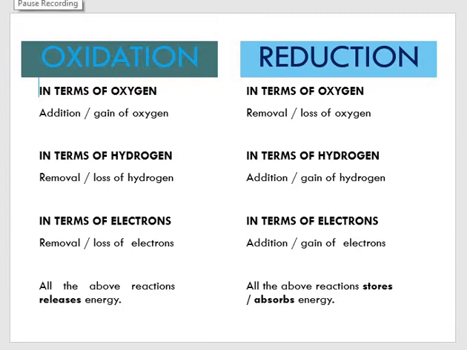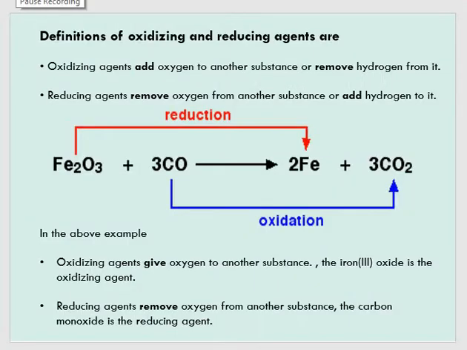In the previous class, you have studied about redox reactions, that is, oxidation and reduction reactions in terms of oxygen transfer, hydrogen transfer, and electron transfer. Let us recall the oxidation and reduction reaction. Here, Fe2O3, iron 3 oxide, gets reduced to iron by losing oxygen. Carbon monoxide, CO, gains oxygen and gets oxidized to carbon dioxide, that is CO2.